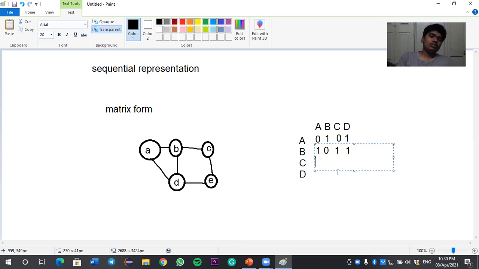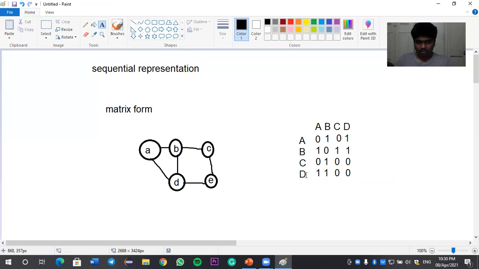Then C. C to A is not possible, that is 0. C to B is possible, that is 1. C to C is not possible, that is 0. C to D is also not possible, that is 0. D to A is possible, that is 1, and D to B is possible, that is 1, and D to C is not possible, that is 0. Finally, D to D is also not possible, that is 0.